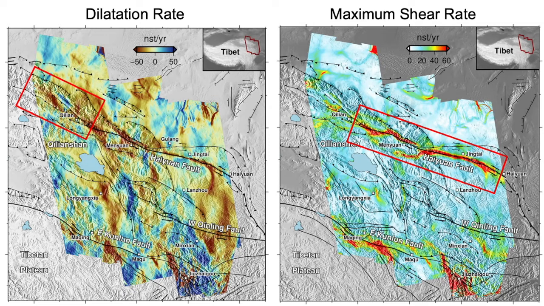Comparing the dilatation and the maximum shear rates, we can see the full length of the strike-slip Haiyuan fault and how this shear motion transitions into shortening between the Qilianshan thrusts. The focused contractional strain at fault branches also alludes to the volumetric changes at the triple junctions and supports the role of fault geometry in concentrating strain.